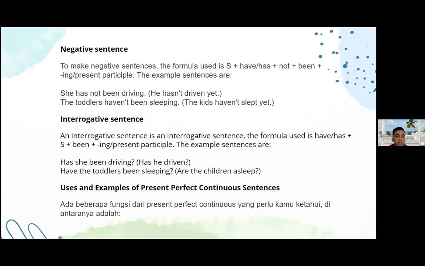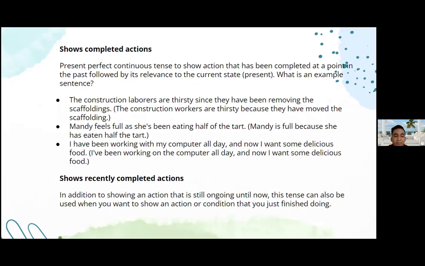Uses and examples of the present perfect continuous sentence. Next. Show complete action. The present perfect continuous tense shows an action that has been completed at a point in the past, followed by its relevance to the current state. What is an example sentence? Number 1, the construction laborers are thirsty since they have been removing the scaffolding. Number 2, Mandy feels full as she's been eating half of the tart.